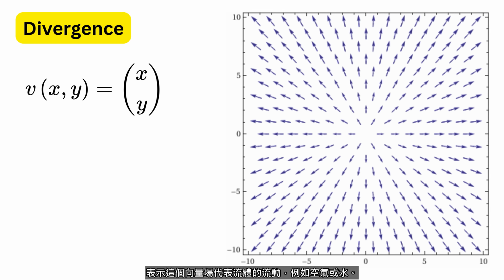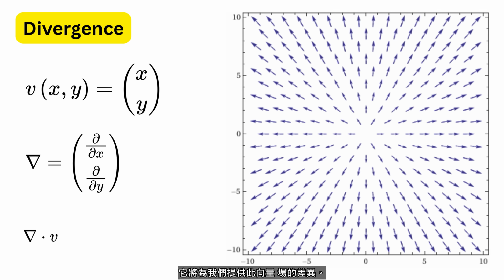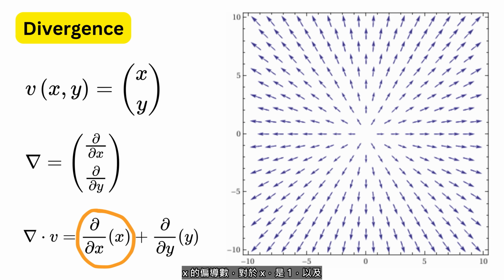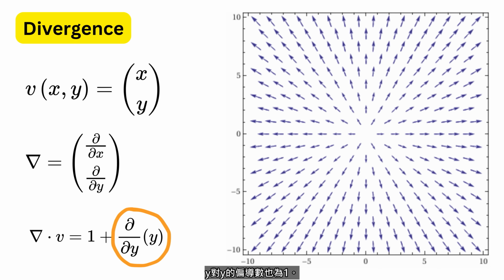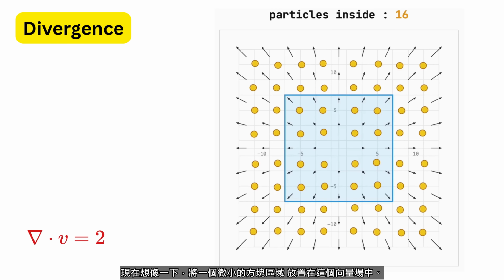Say this vector field represents the flow of a fluid, such as air or water. At each point, the vector tells you how the fluid is moving. Here is the del operator. Now, take the dot product of these 2 vectors. It will give us the divergence of this vector field. We get this plus this. The partial derivative of x with respect to x is 1, and the partial derivative of y with respect to y is also 1. When we add them together, we get a constant divergence of 2. Now, imagine placing a tiny square region in this flow and watching what happens to particles inside that region.